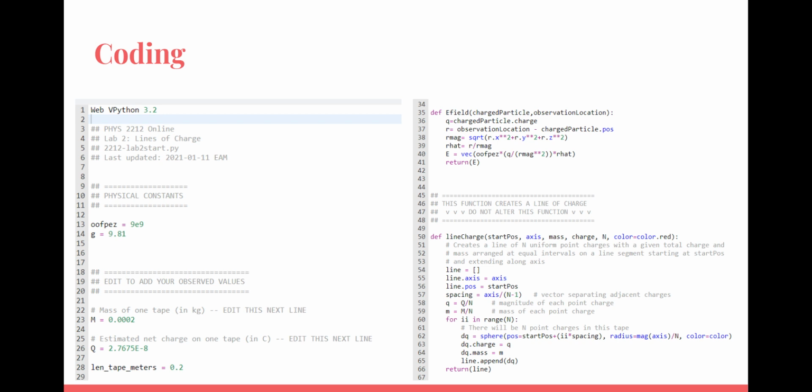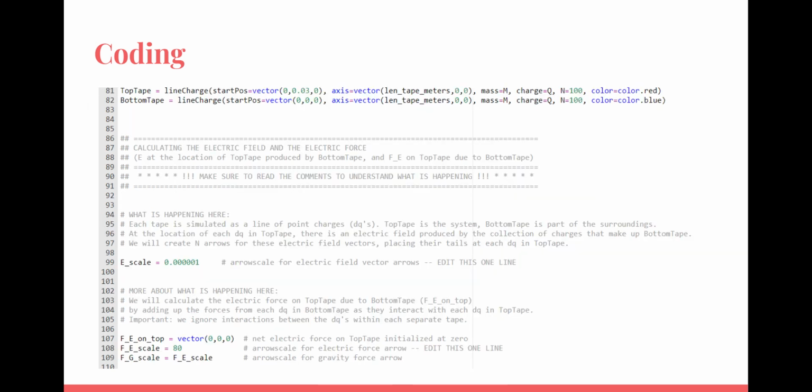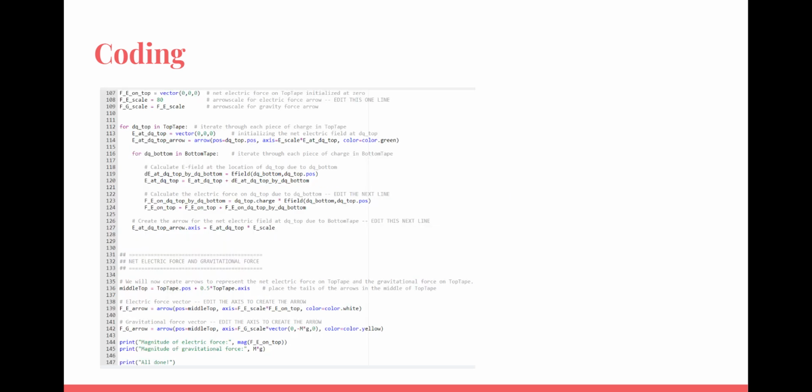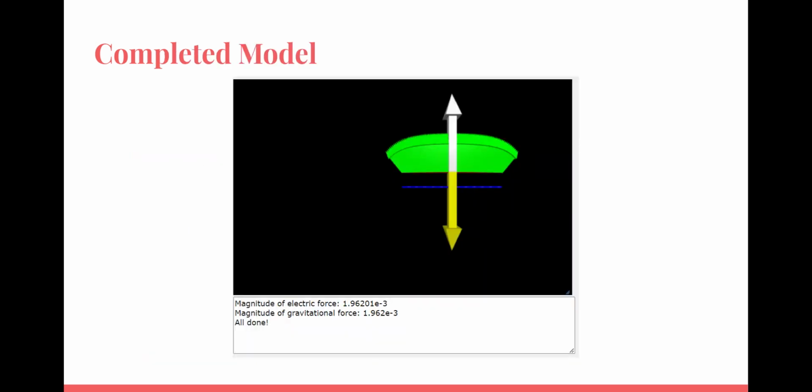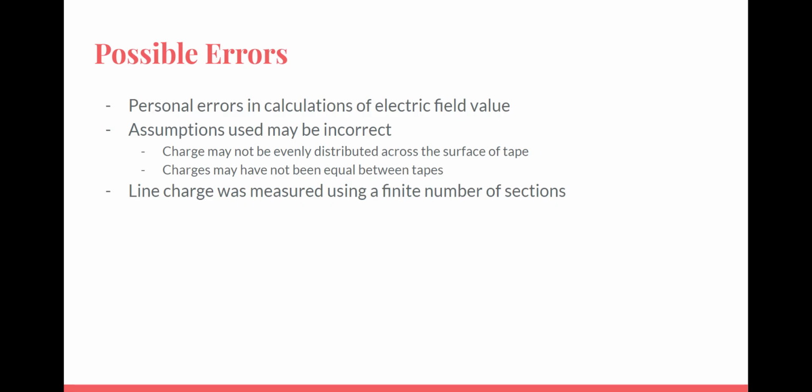On the right, this is the equation for the E field and all the constants that are used in that, and then the function for the line charge. This is the top tape and bottom tape held as the model. This is to calculate the force, and then this is the model I was able to calculate. I tried to use as many sections as possible to get a really accurate model.